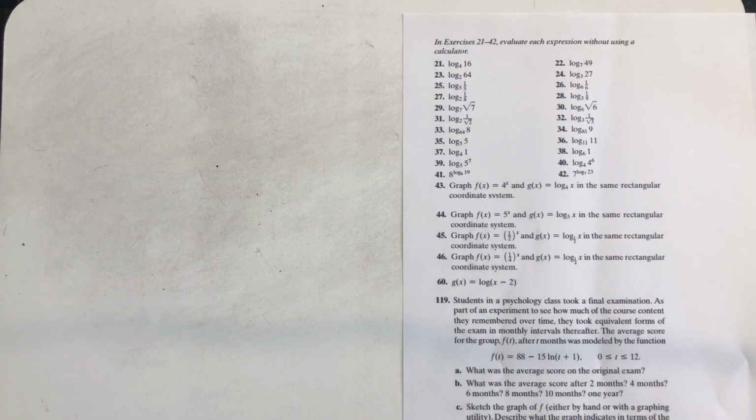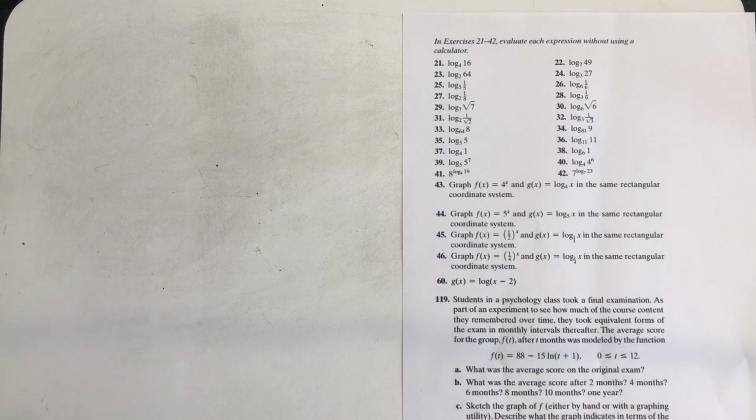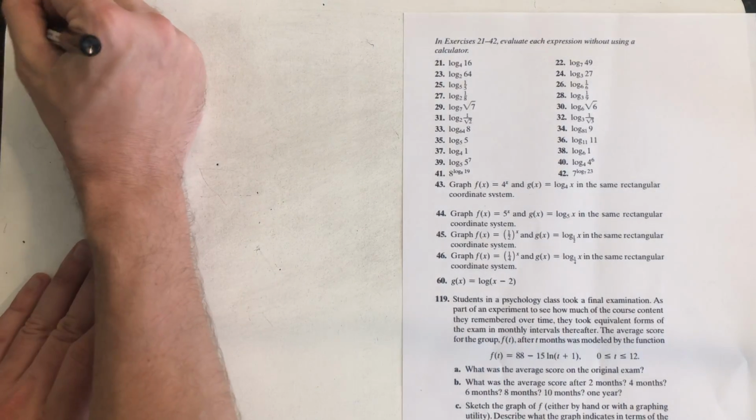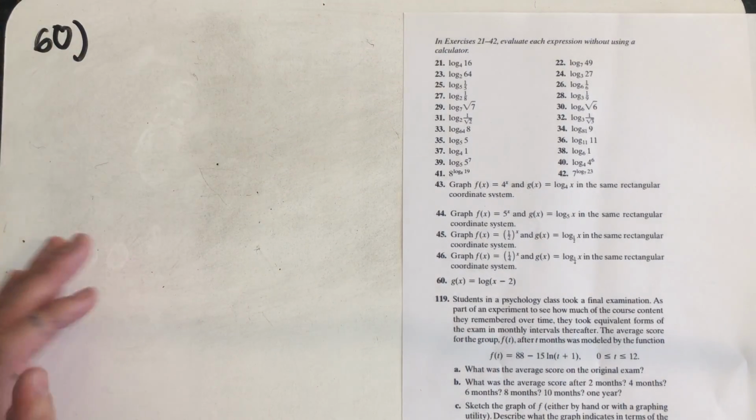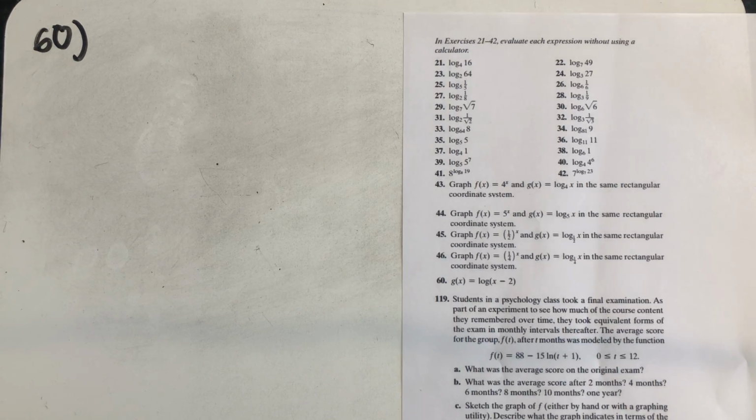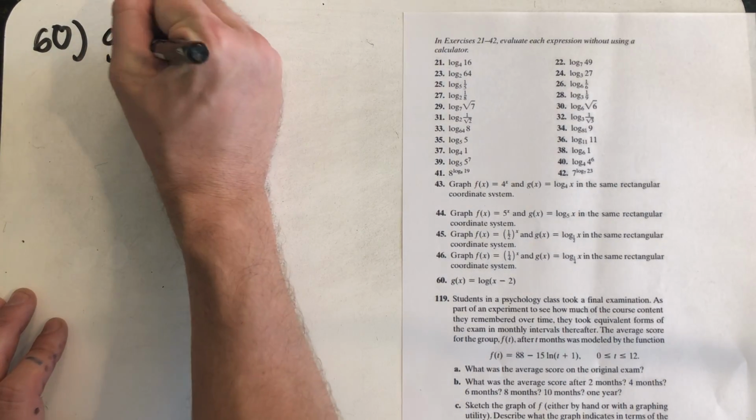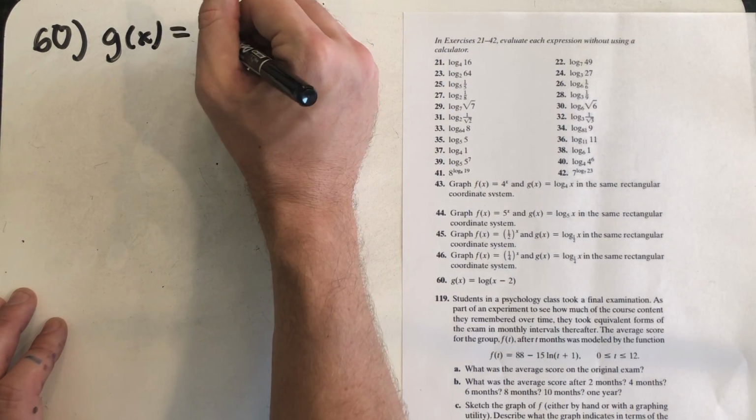Two more problems to do out of section 3.2. The first one's number 60 here, and I didn't clip the instructions when I copied it over to that piece of paper, but the instructions were to graph the logarithm. So I'm going to graph this logarithmic function.